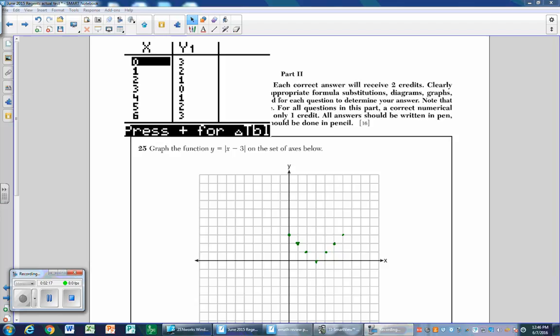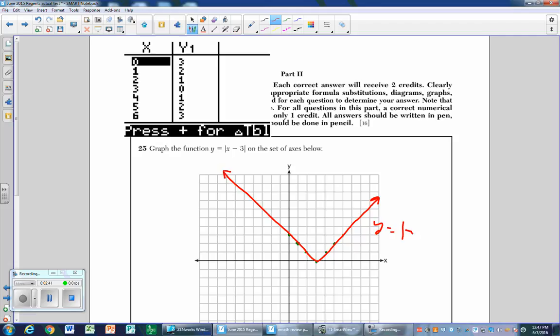Now notice the question says graph, it doesn't say plot. Okay, and an absolute value, we do graph. It doesn't give us an interval. It doesn't say from x being 0 to 3, or from -2 to 5. And then we label it y equals the absolute value of x minus 3. Please, just put a little bit of a scale on there.